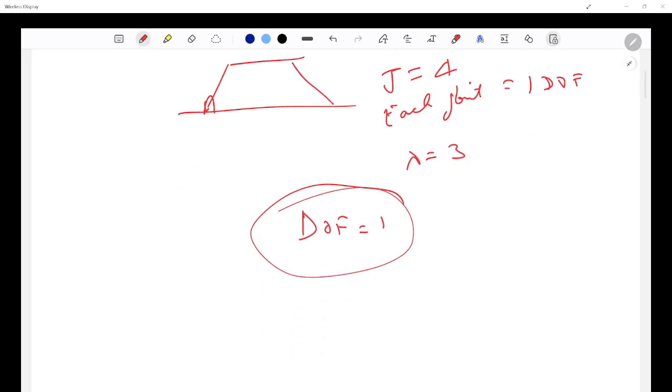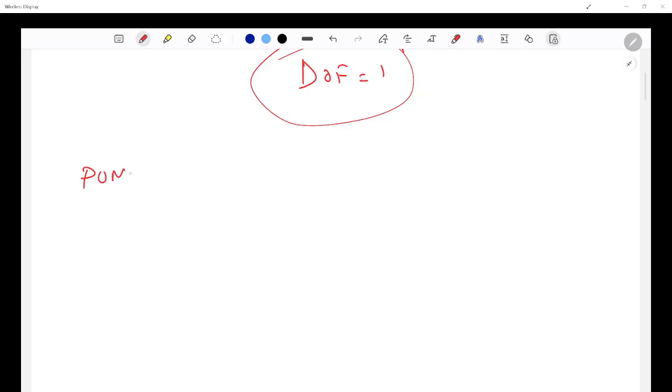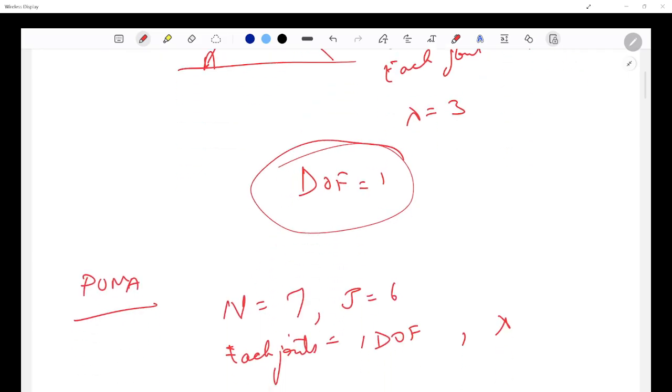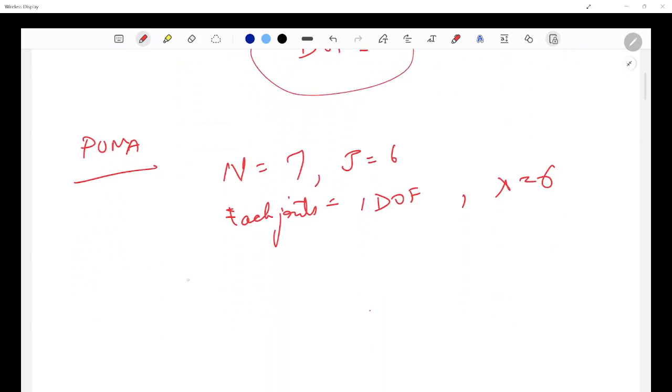Okay. Similarly, if we talk about the Puma robot, it has number of links as 7, number of joints as 6. Each joint has 1 degree of freedom, and since it is not planar and is spatial, lambda is equal to 6. So our degree of freedom is 6 into 7 minus 6 minus 1 plus 6 is equal to 6. So it is basically a 6 degrees of freedom robot. So this Grübler formula is based on counting only. It does not consider the geometry, right?